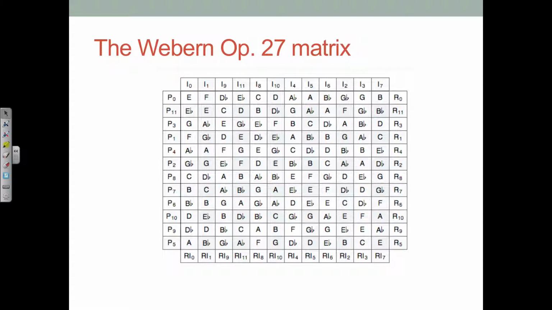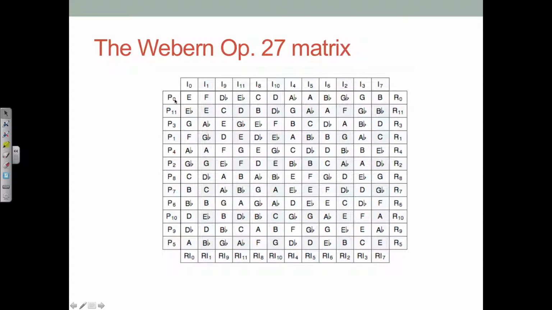Now let's look at the matrix itself. How do we come about this magic square, as Schoenberg called it? Here I've given you the Opus 27 matrix. This is thought to be the row form that he used in all three movements: E, F, D flat, E flat, C, D, A flat, A, B flat, G flat, G, and B. We've looked at this one in class. This is our prime row.